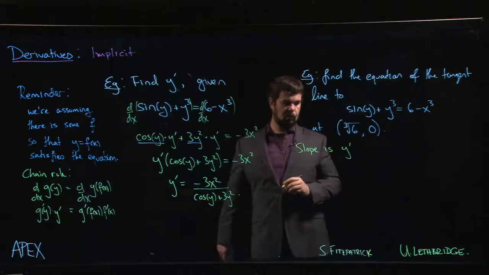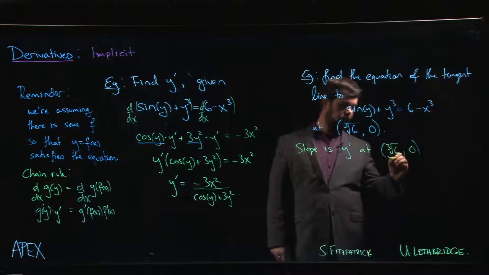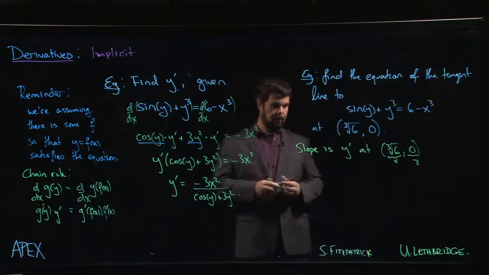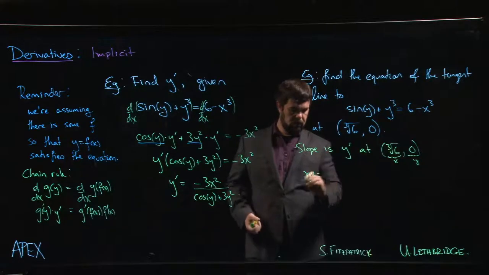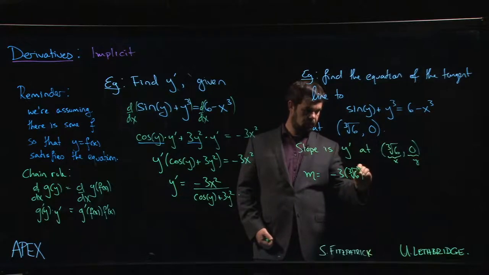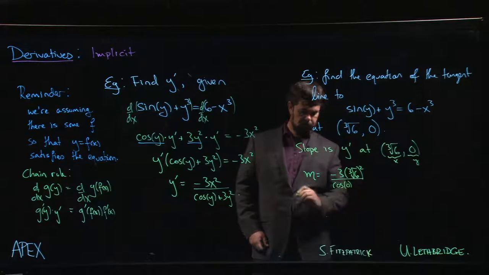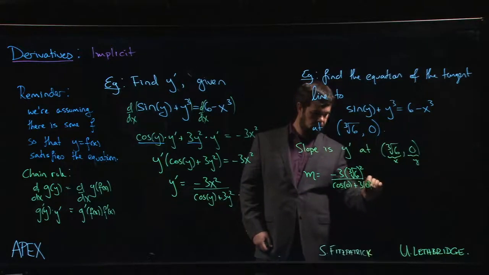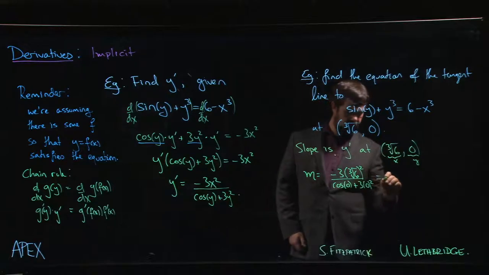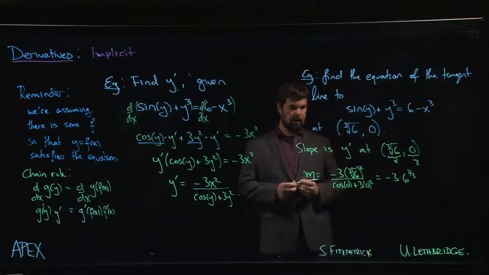So the slope is given by the value of y prime at this point. So this is x, this is y. So we simply put those values into our expression for y prime. So that means that my slope is given by minus 3 times the cube root of 6 squared, divided by cos of 0 plus 3 times 0 squared. Cos of 0 is 1, so the denominator is 1, and we simply have minus 3 times 6 to the power 2 over 3. And that's going to be our slope.